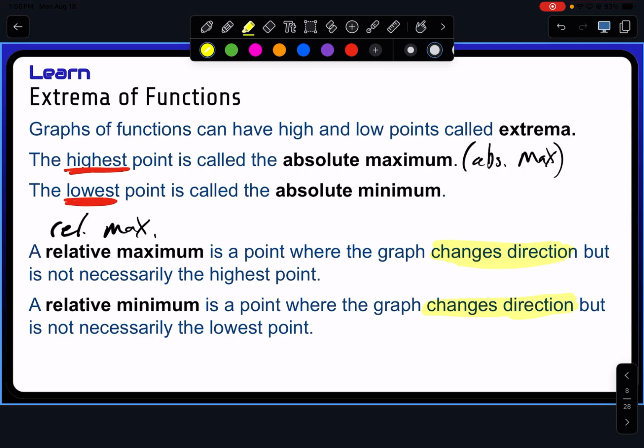I would highlight, underline, changes direction. I think that is really, really important. If you need a highlighter, there's some over here. Does anybody need a highlighter?